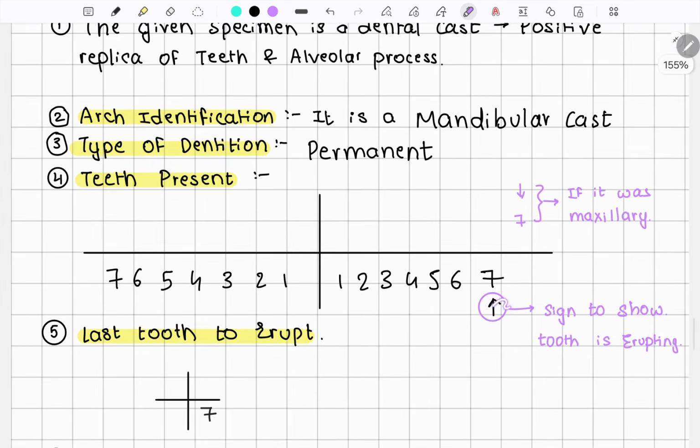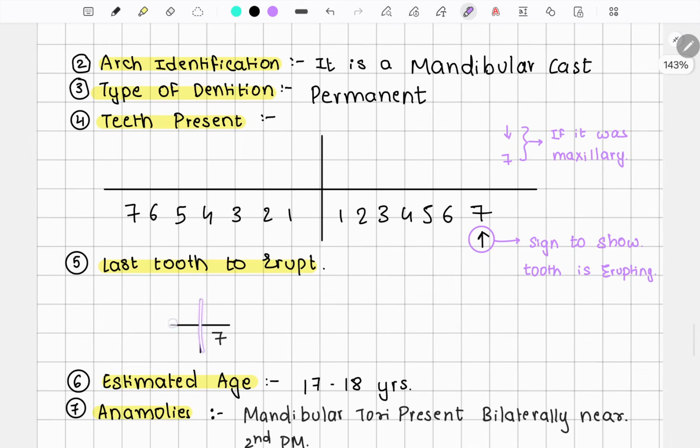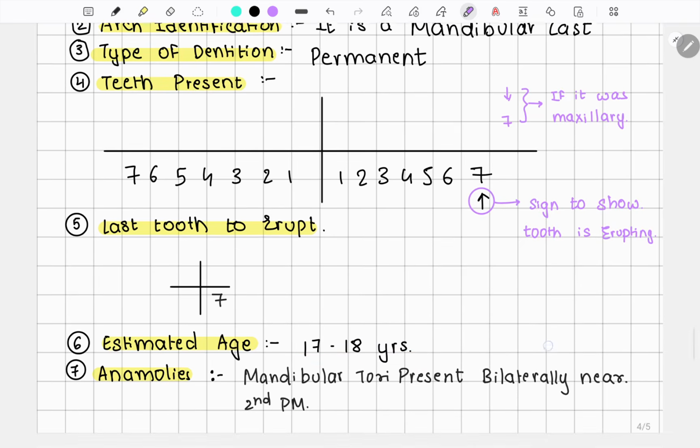So we will show this sign for the tooth which is still erupting. And if it is a maxillary tooth which is still erupting, we will show a sign like this, as it is an upper quadrant and the tooth is erupting from the upper side. So this sign will be for maxillary and this sign will be for mandibular teeth. Over here also, the last tooth to erupt is 7. And the estimated age will be 17 to 18 years.